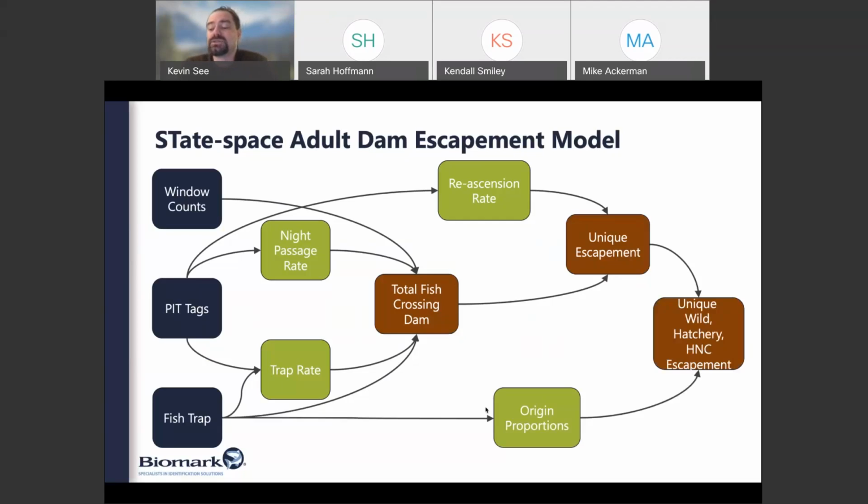And then again, using data from the fish trap, you can look at the origin proportions. Those origins would be wild fish, hatchery fish, and hatchery no clip, or unclipped hatchery fish. You can take those proportions, apply them to the unique escapement, and now you have solid estimates of wild, hatchery, and hatchery no clip escapement, which is what we were hoping for.